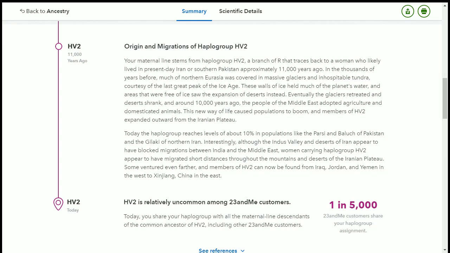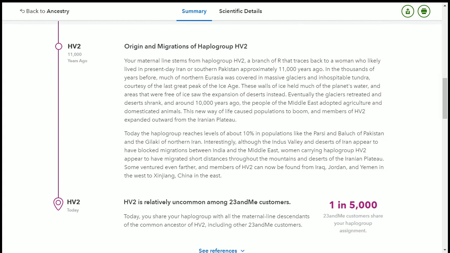And so your maternal line stems from haplogroup HV2, a branch of R that traces back to a woman who likely lived in present day Iran or southern Pakistan, approximately 11,000 years ago. In the thousands of years before, much of northern Eurasia was covered in massive glaciers and inhospitable tundra, courtesy of the great peak of the Ice Age. And that's why I'm labeled as HV2A2 Ice Age on Family Tree DNA.